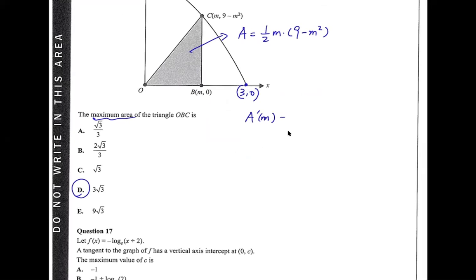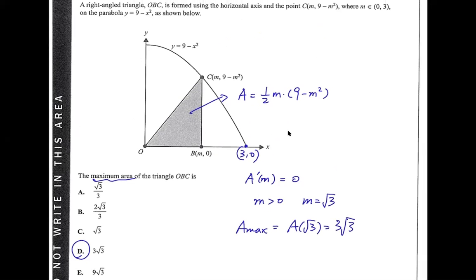Essentially, what you are doing with f max is solving the derivative equal to 0 and testing the endpoint y values. And A max is A root 3, which is 3 root 3. Easy peasy, lemon squeezy. Let's move on.